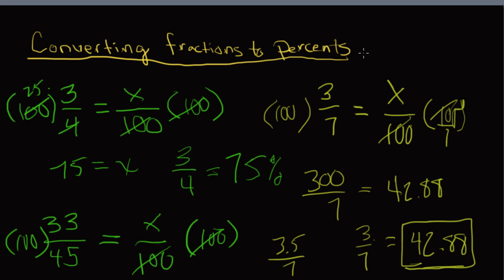So if there's any confusion about why I'm multiplying each side by 100, I could go over other methods to solving these problems, including cross multiplication.